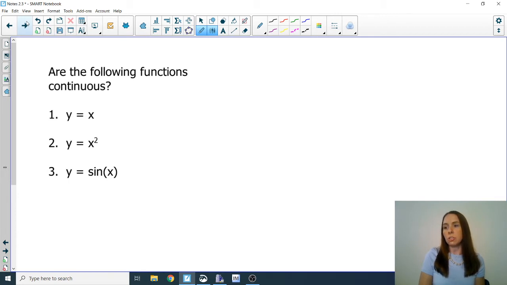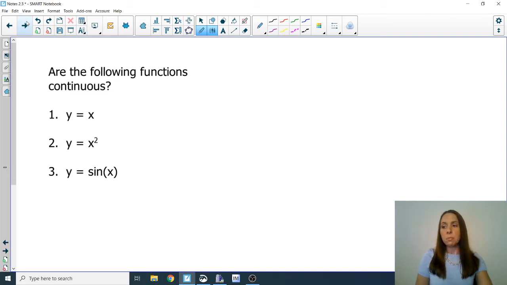Are the following functions continuous? Y equals x. Y equals x squared. Y equals sine of x. I hope you're nodding your head yes for all three of those. Those are continuous functions. You know that they're continuous functions because, first of all, they're very common functions. They're a part of the basic functions that you should learn before taking calculus. And so you should know that the domains are all real numbers. There are no restrictions on any of those functions.